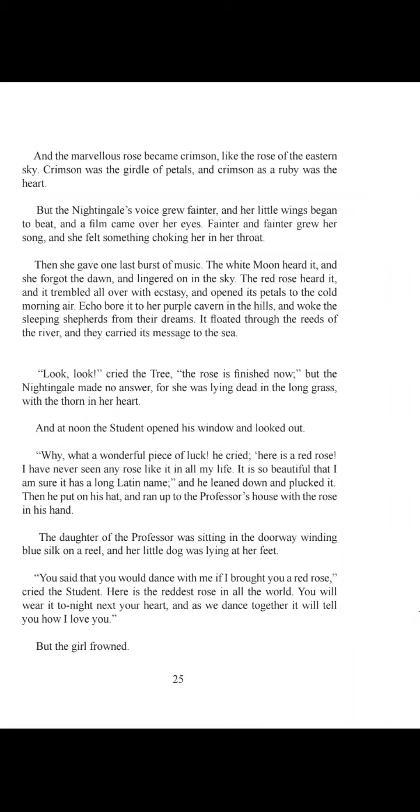Film came over her eyes means when we are closer to our death, we see different incidents, all the things that happened in our life, just like a film, everything comes in front of us. That means the Nightingale is now going to lose its life. "Fainter and fainter grew her song, and she felt something choking her in her throat." That means now it's time for her death, time for the nightingale to leave the world. It cannot talk anymore, choking. Something is stopping its voice. The song is not coming out. So you understand what kind of great pain it might have suffered to produce this red rose.